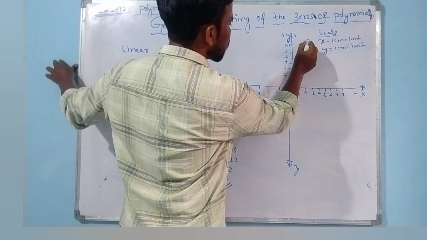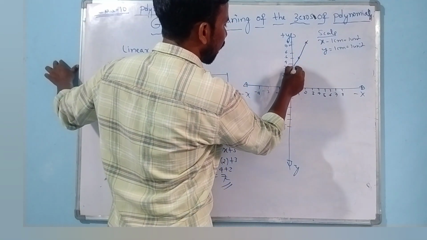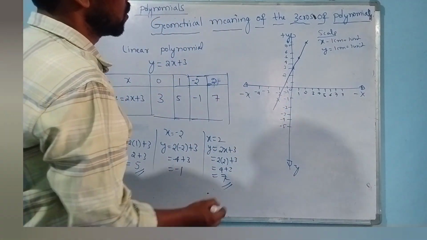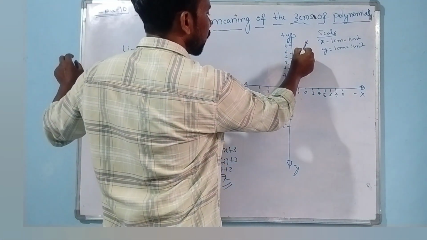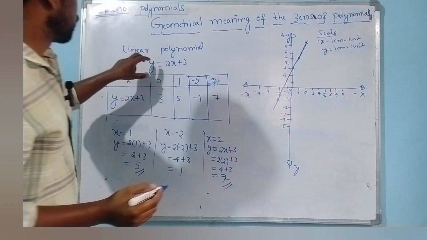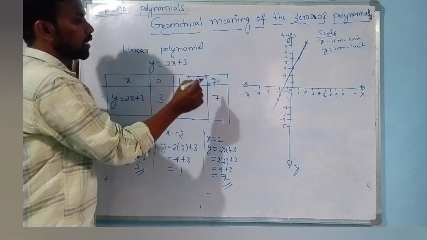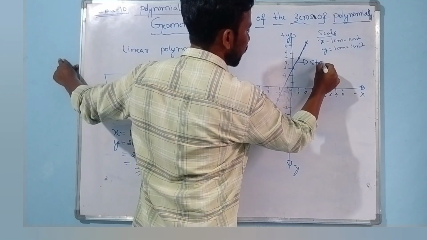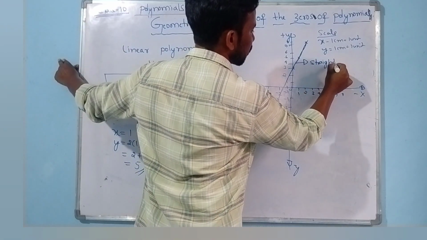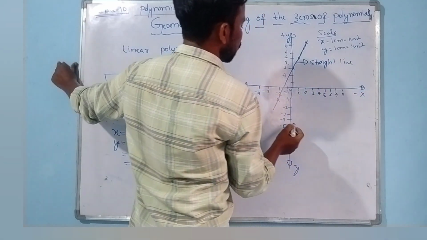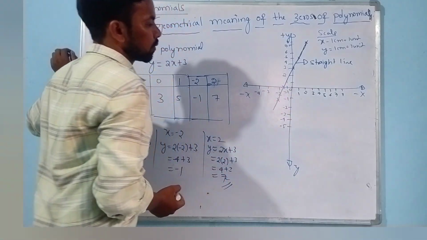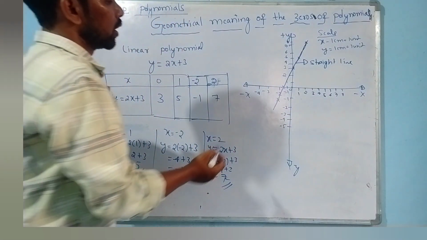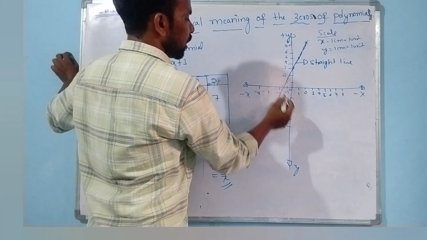Let us join these, at least 3 points to join. So this is the graph. For a linear polynomial, it's always a straight line. So from this we got one zero point. This is nothing but what we'll find.